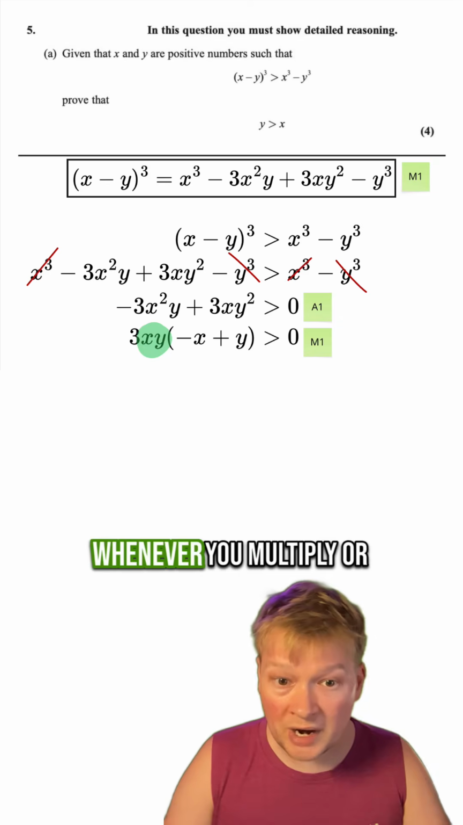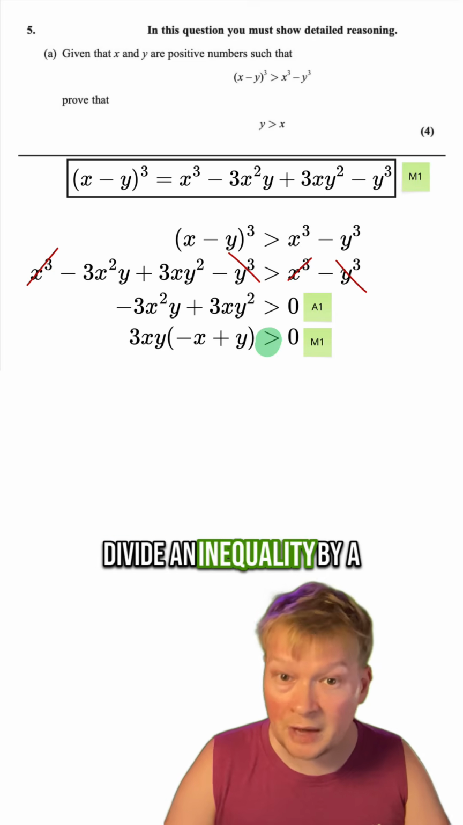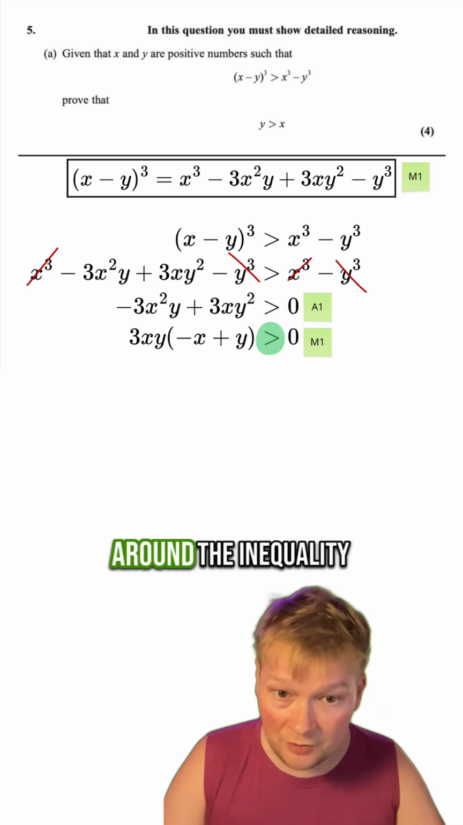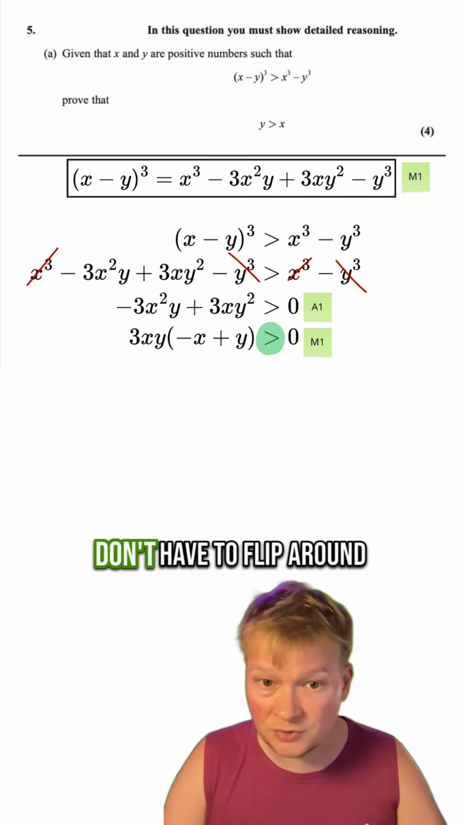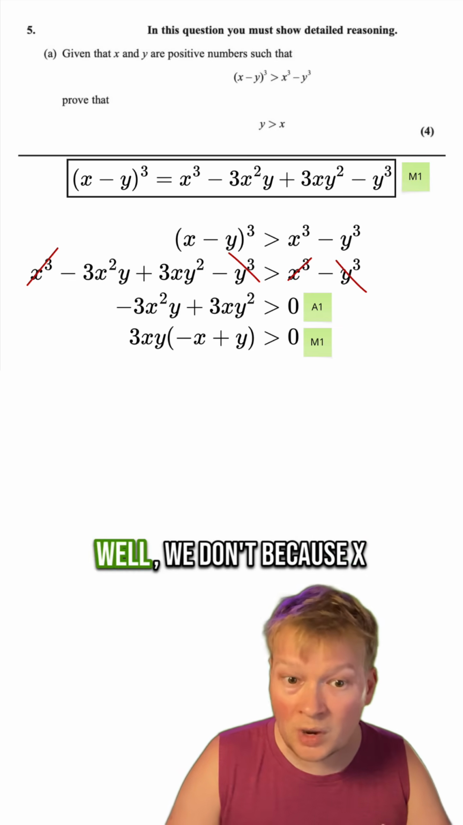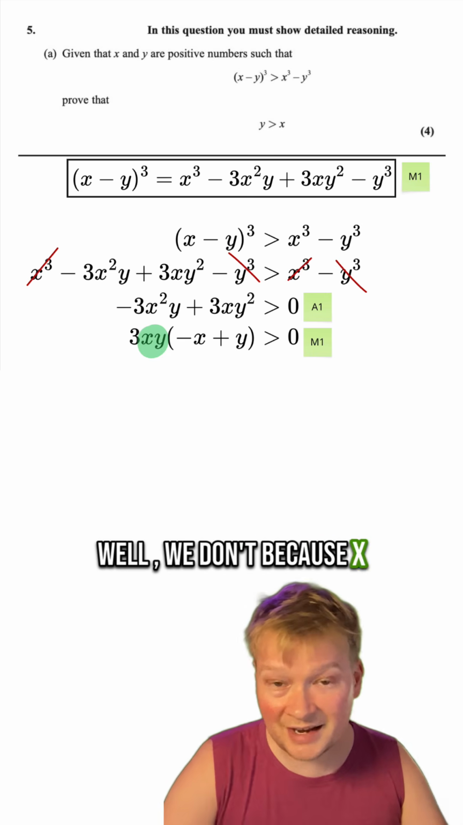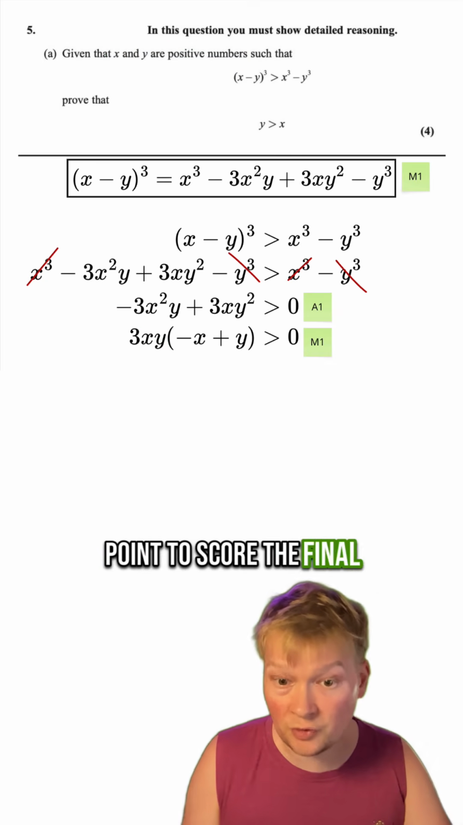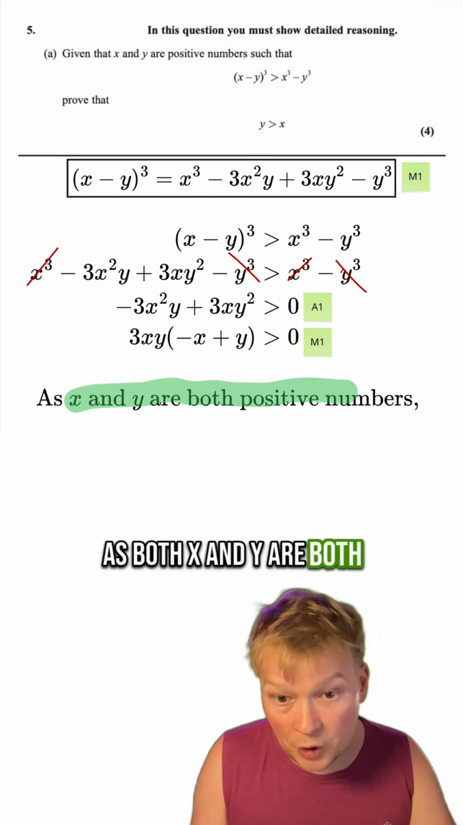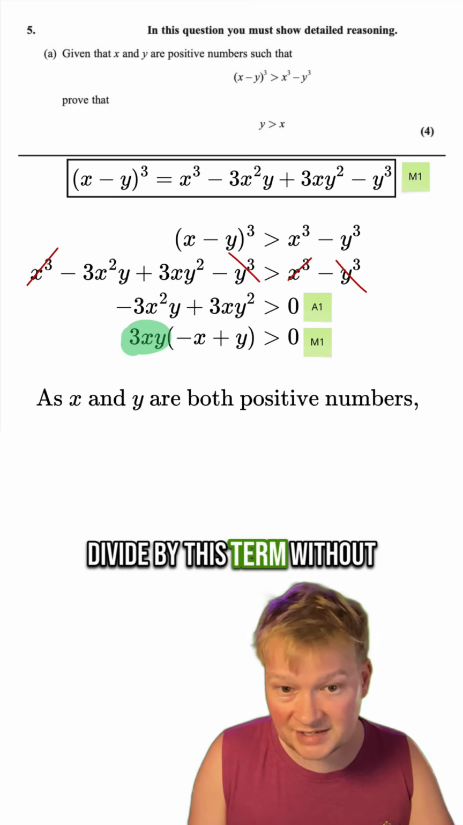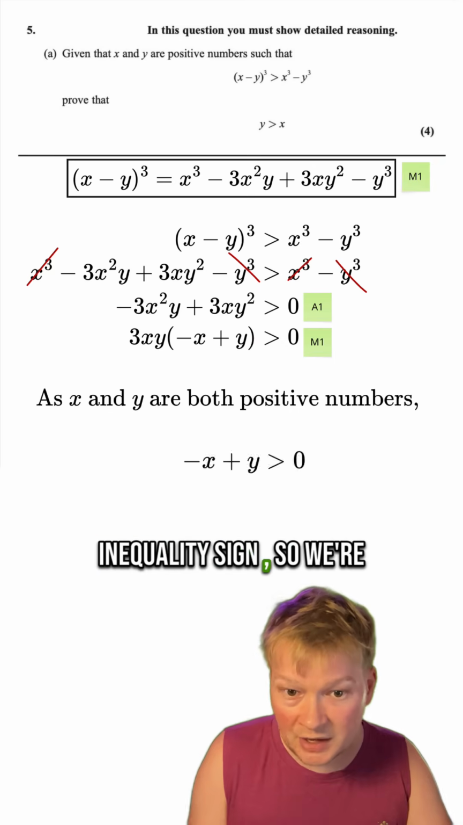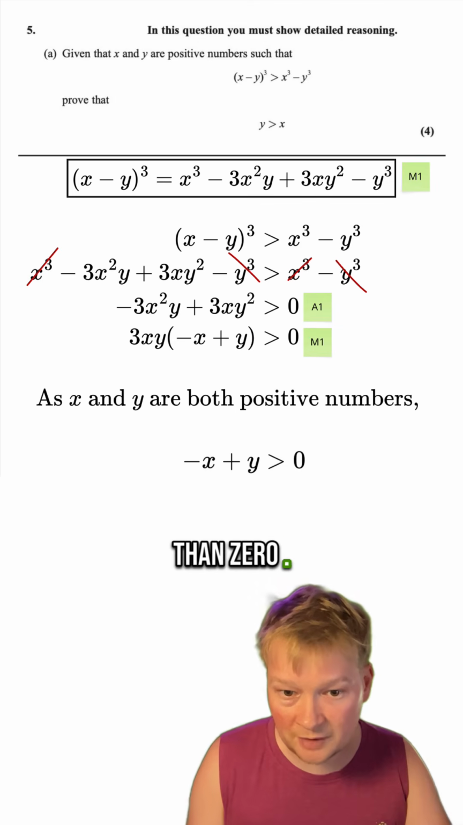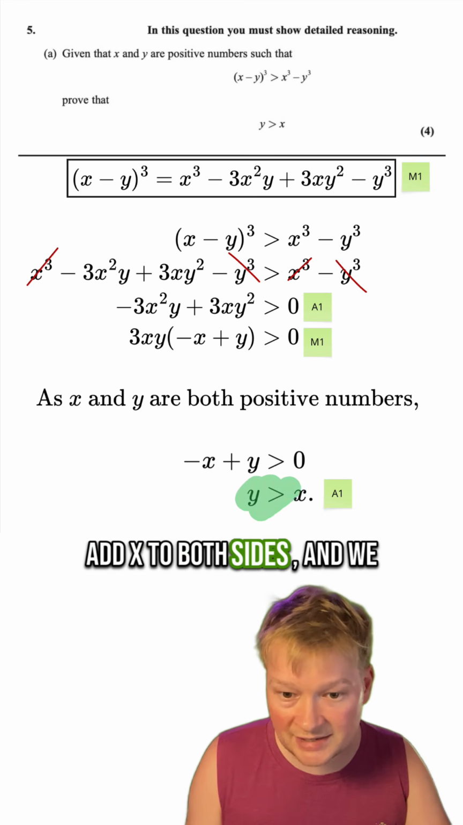Because you know that whenever you multiply or divide an inequality by a negative, you have to flip around the inequality sign. How do we know that we don't have to flip around the inequality sign? Well, we don't because x and y are both positive. Neither of them are negative. So we need to make that point to score the final mark. As both x and y are positive, then we can divide by this term without having to flip around the inequality sign. So we're left with this is greater than 0. And all we need to do is to add x to both sides, and we end up with the result that we wanted.